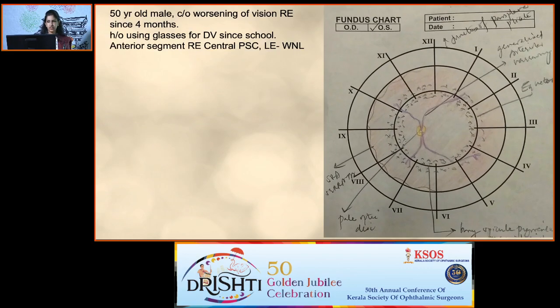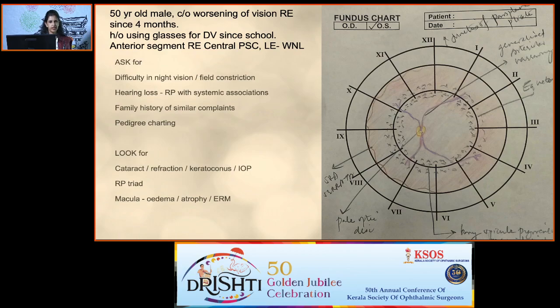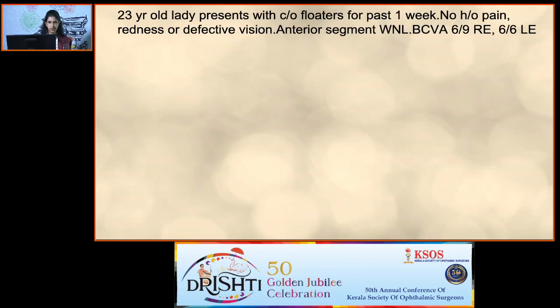So this, we'll just go straight to the picture. You can see this is a classic case of retinitis pigmentosa. So you ask for difficulty in night vision, hearing loss, that is you are dealing with a syndromic RP, look at that, family history, and if you can do a pedigree charting, it will get you extra marks. Look for cataract, any myopic refraction, keratoconus, intraocular pressure variations, again glaucoma there, the RP triad, and in the macula, look for edema, atrophy or an epiretinal membrane.